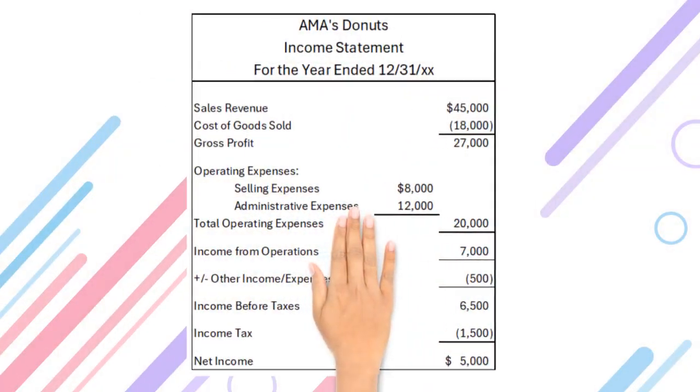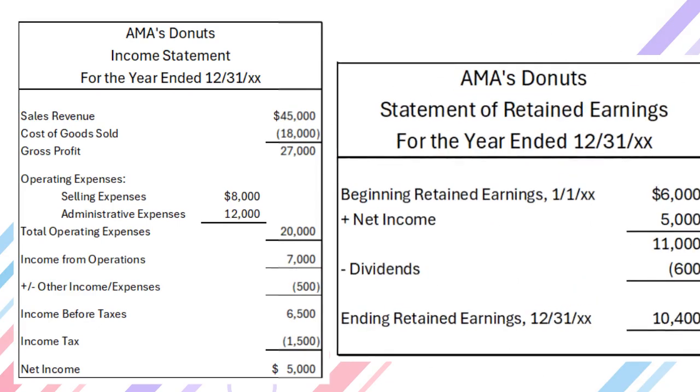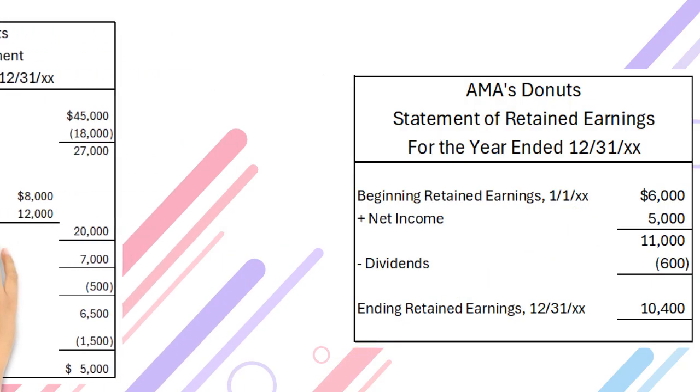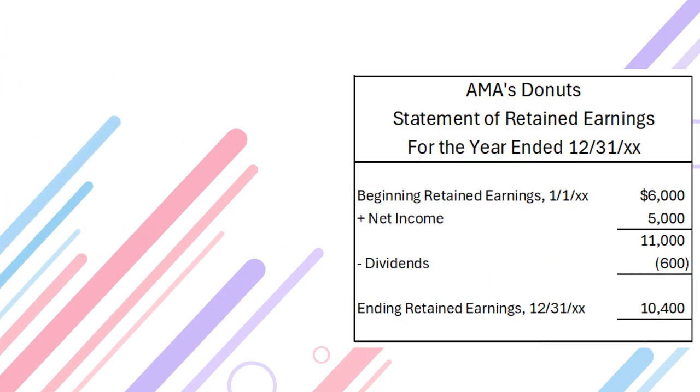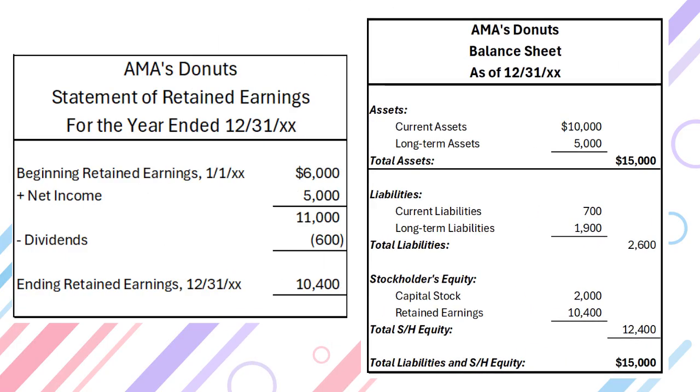Let's look back to how we got here. First, we prepared the income statement, and next was a statement of retained earnings. Net income from the income statement carries over to become a component of the statement of retained earnings. This leads us to the third statement, the balance sheet, which takes the ending balance of retained earnings to become an element in the stockholders' equity section. Each statement builds off the one before, which is why we prepare them in this order.